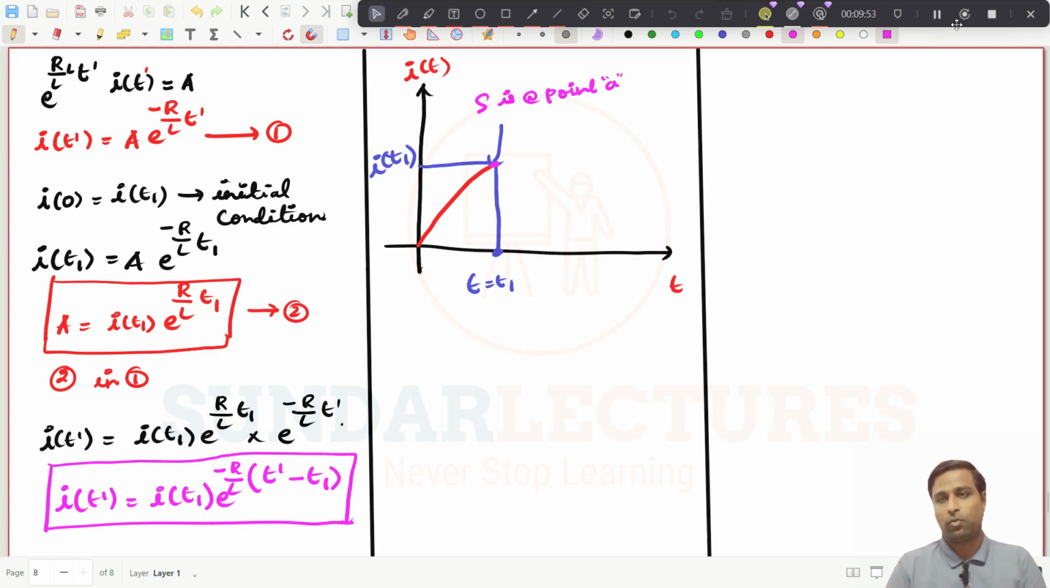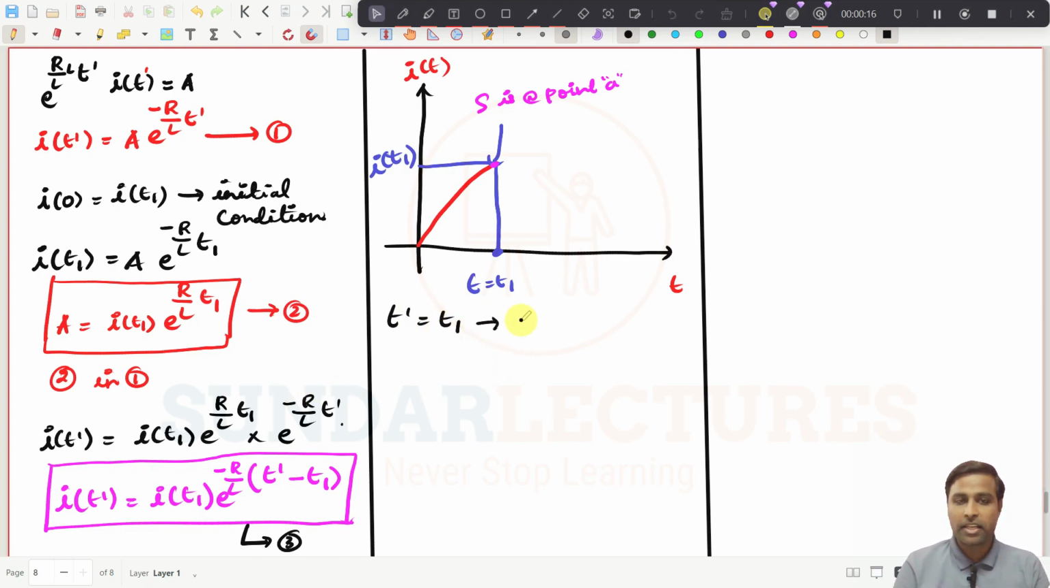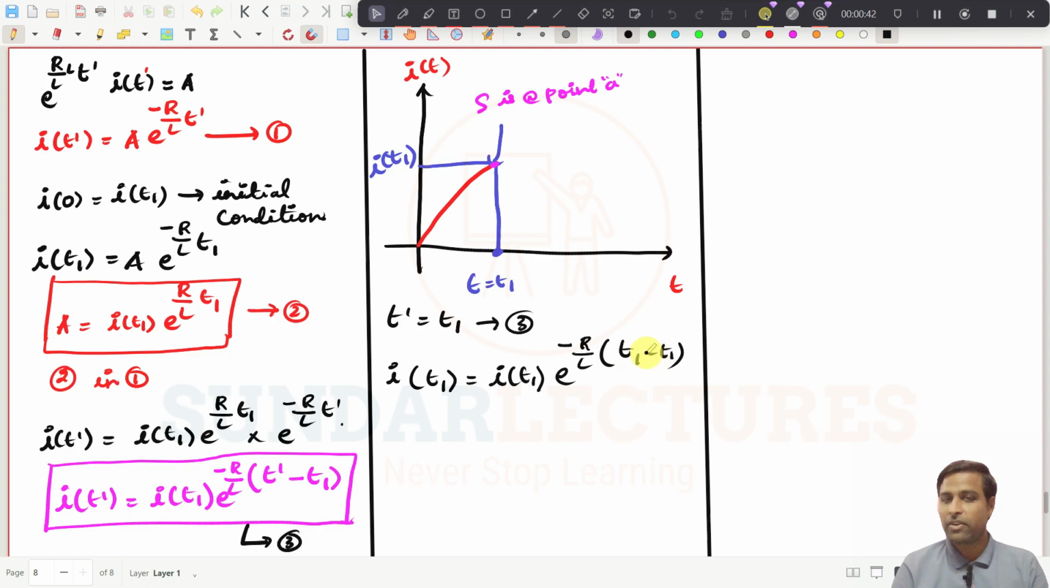Now you just substitute the values. Make it expression number 3. We just try to substitute t dash is equal to t1. What happens if t dash is equal to t1 in expression number 3? I of t dash, instead of t dash I need to put t1, right? So I of t1 will be equal to I of t1 into e power minus R by L into (t1 minus t1). This will be 0, and e power 0 will be 1. So I of t dash is I of t1. If it is the initial condition, it will start from this point.